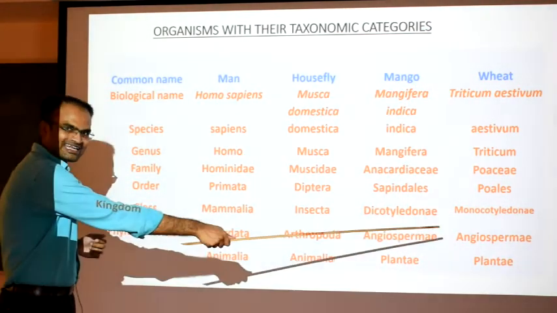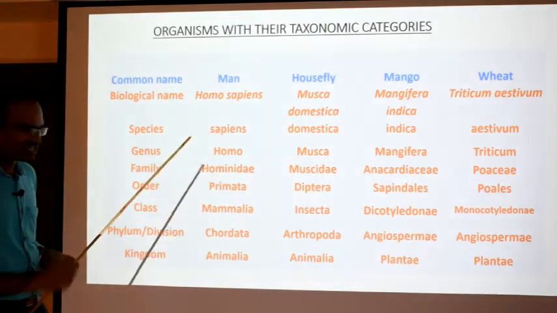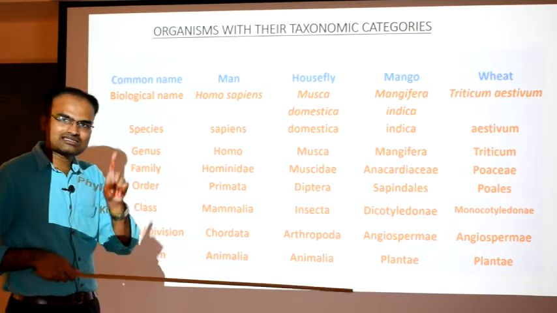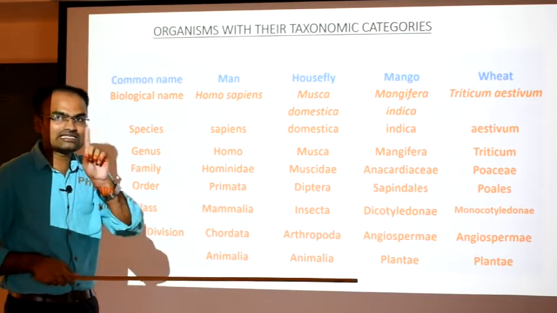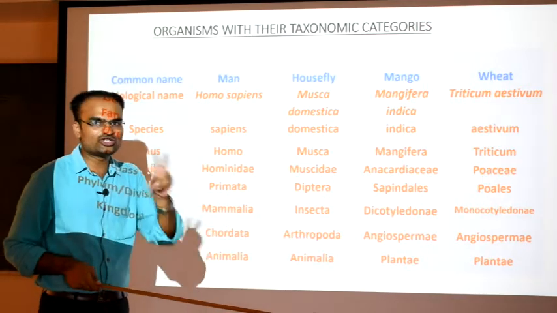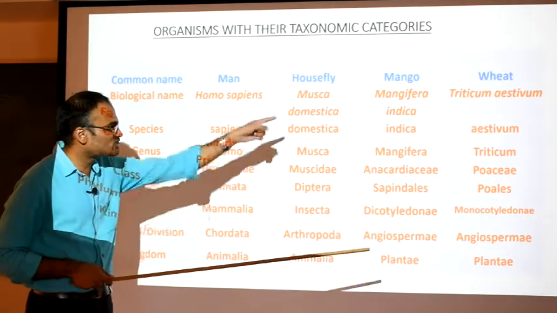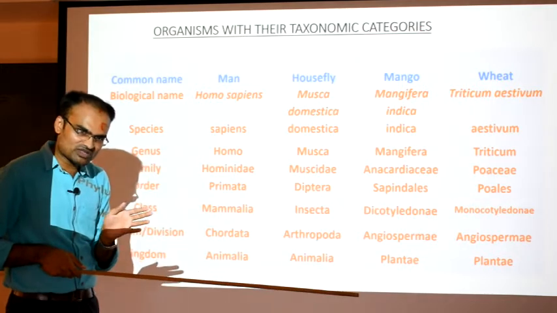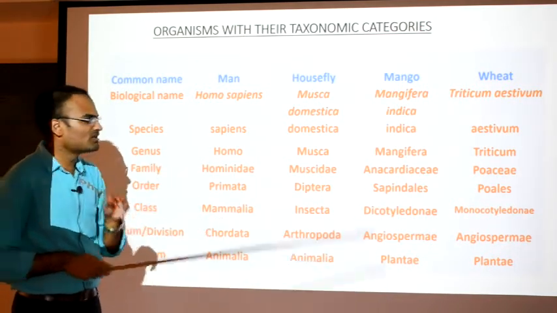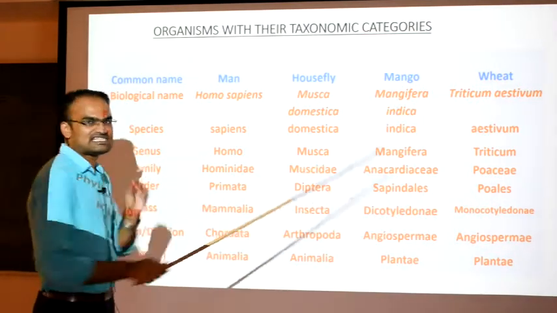Class Monocotyledone. What is Monocotyledone? Mono means single, cotyledon means cotyledon. The plants whose seeds have only a single cotyledon in them. That means you cannot break that seed into two equal wholes. Like in the case of mango, if we observe the mango seed, we can break that seed into two wholes, but we cannot break the wheat seed, the wheat grain.